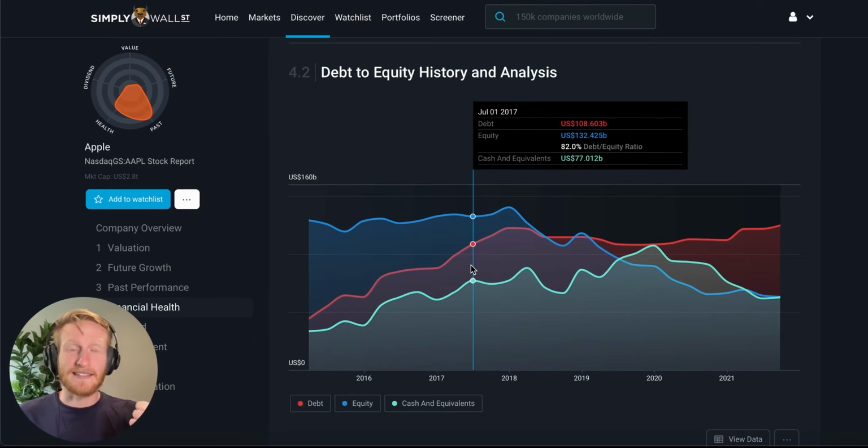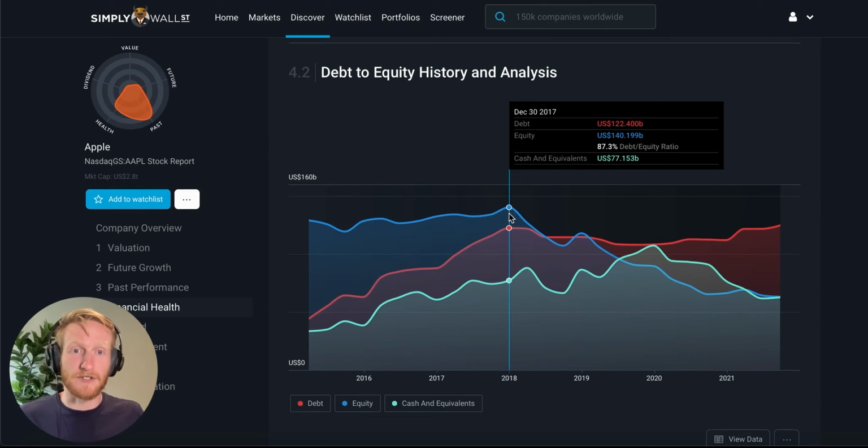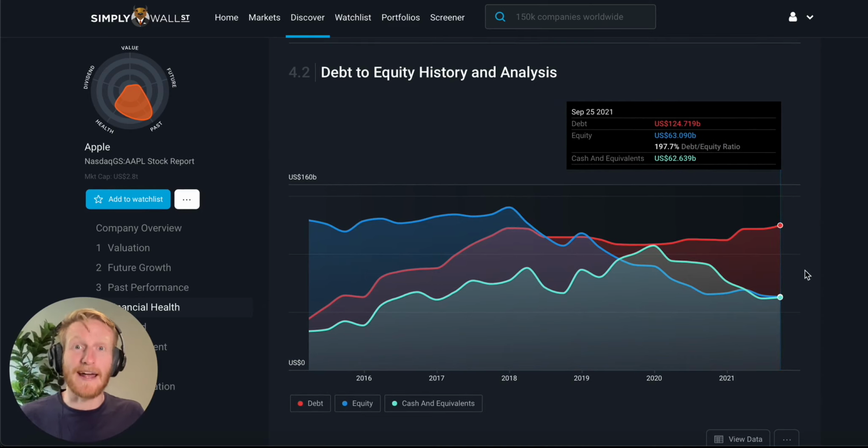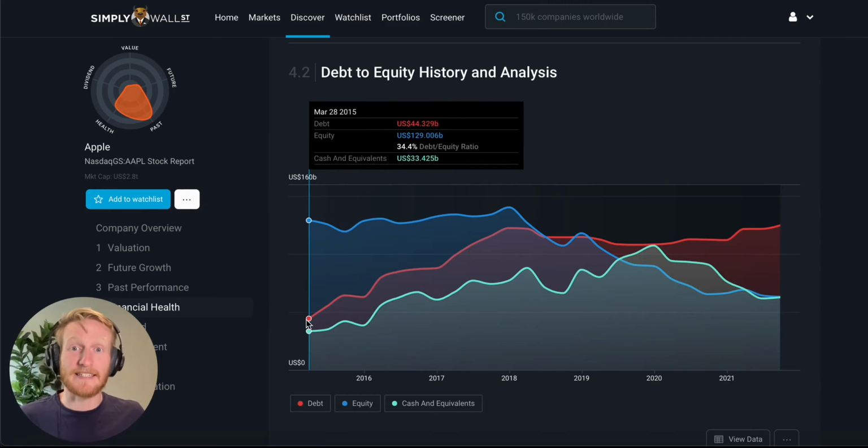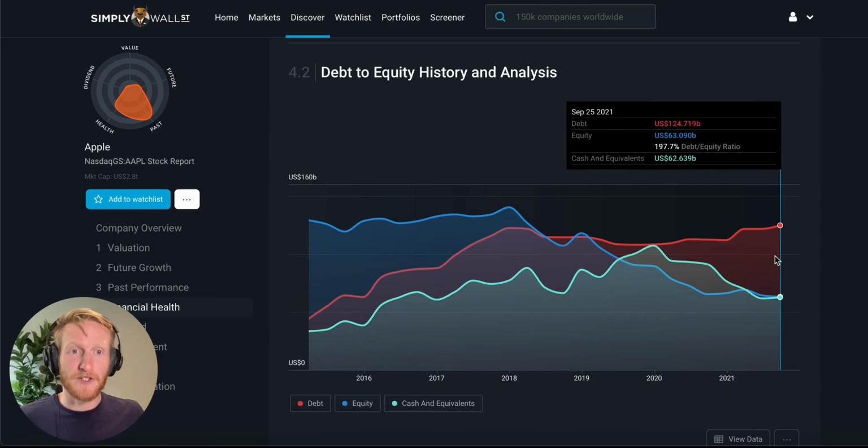One is that Apple actually has a reducing equity balance over the last couple of years. It's been reducing from about 140 billion to 63 billion, and I'll try and help explain why in just a second. The company's debt, on the other hand, has been increasing from 44 billion to 124 billion. So it's really leveraged up a bit.